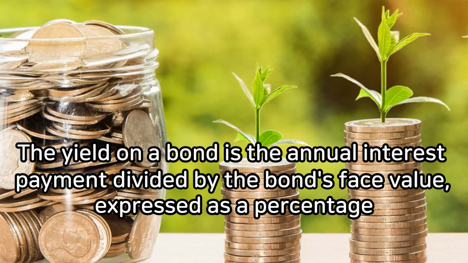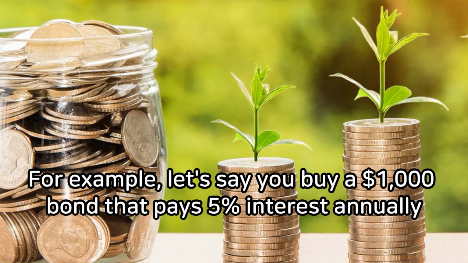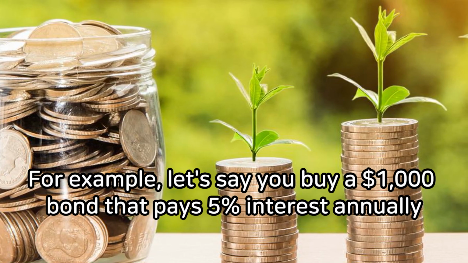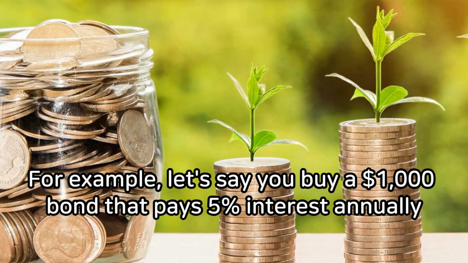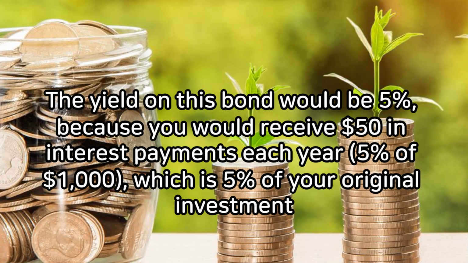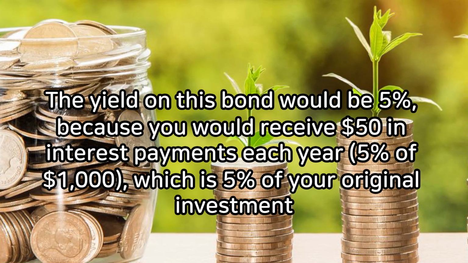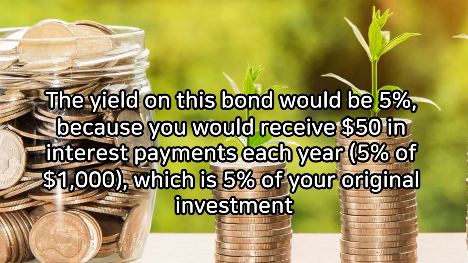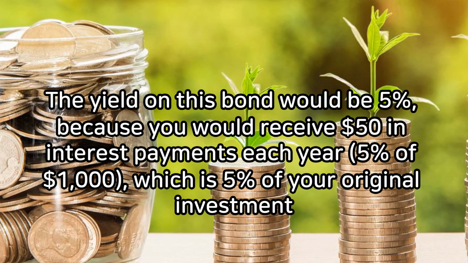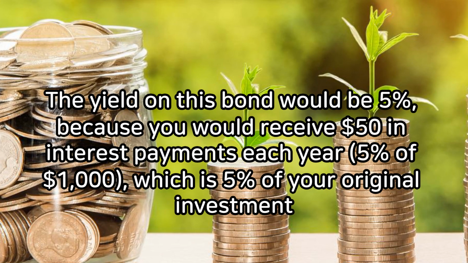The yield on a bond is the annual interest payment divided by the bond's face value, expressed as a percentage. For example, let's say you buy a $1,000 bond that pays 5% interest annually. The yield on this bond would be 5%, because you would receive $50 in interest payments each year, 5% of $1,000, which is 5% of your original investment.